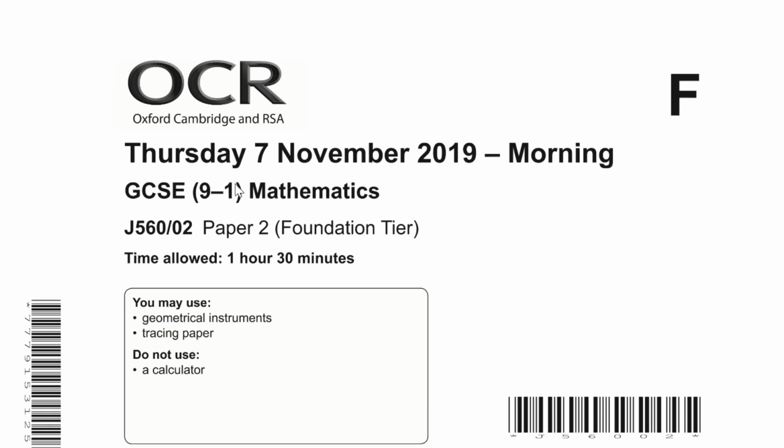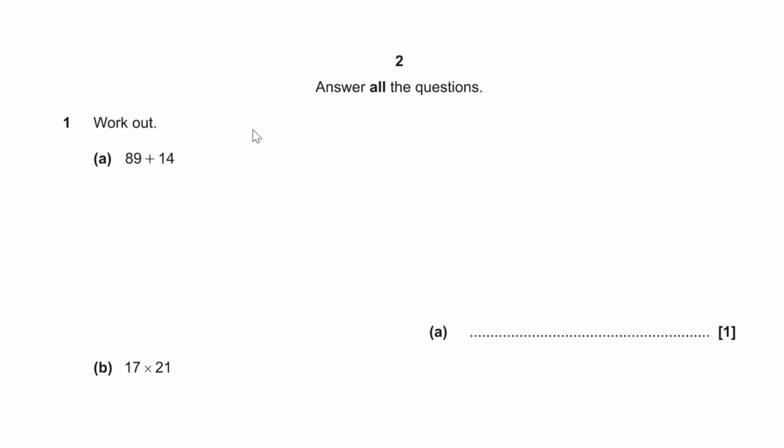This is the OCR GCSE 9-1 Maths Paper 2 from the Foundation Tiers, and it's from the November 2019 series, and it's a non-calculator paper. Question 1 for part A, we have to work out 89 plus 14.